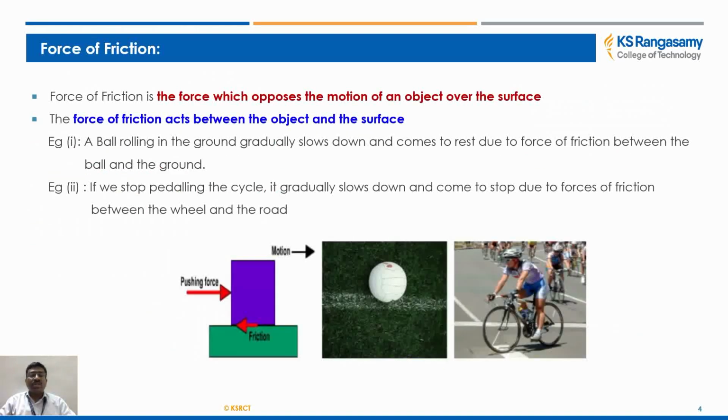And the force of friction is nothing but the force which opposes the motion of an object over a surface. It acts between your object as well as the surface. For example, consider a ball rolling on the ground; it gradually slows down and comes to rest due to the force of friction between the ball and the ground. Similarly, if you stop pedaling a cycle, it gradually slows down and comes to a stop due to the force of friction between the wheel and the road.